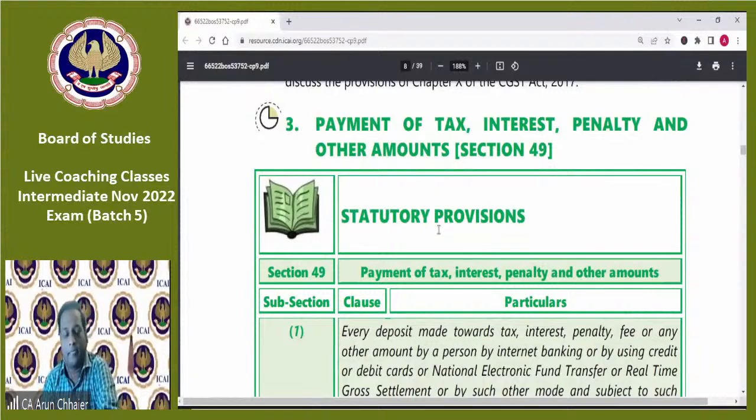as well. So if you remember, in the ITC chapter we have already discussed the way of utilization. Section 49 subsection 5 has already been covered in the ITC chapter. Now the balance provisions we will discuss, and also other provisions like section 50 and other small provisions.